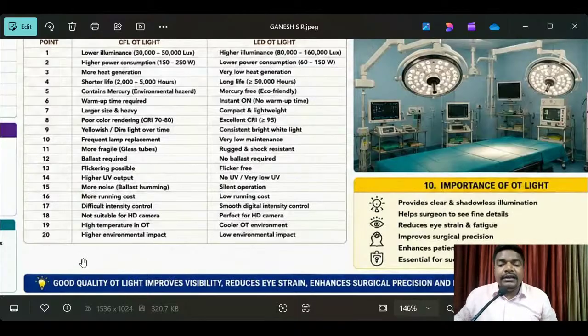The 20th point is the comparison between OT lights, CFL and LED. For CFL, 20th point here: higher environmental impact, and for LED, low environmental impact. That's why I'm giving all this information. When you are going to buy equipment for this purpose, we have to take care of the remaining things too, not only focus on lighting, we have to consider everything. Whoever is working there, as a technician, doctor, nursing staff, or biomedical engineer, will be affected. That's why we should be careful and know all these things.